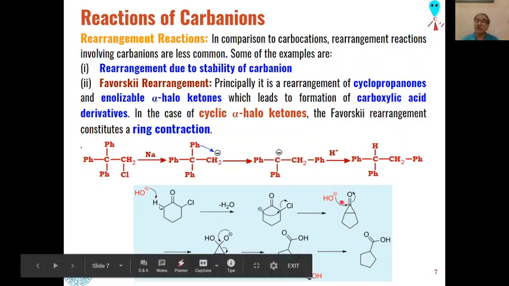And then that base will again attack at the electrophilic carbon, and then either this bond will break or this bond will break, because this is a symmetrical intermediate. So either this bond breaks or this bond breaks, we will get the same type of product. So this is how the 6-membered ring alpha haloketones are converted into 5-membered ring carboxylic acids as the products, and ring contraction has taken place.